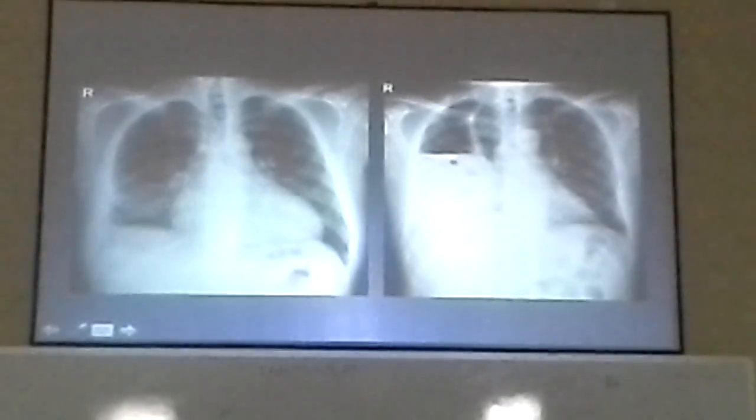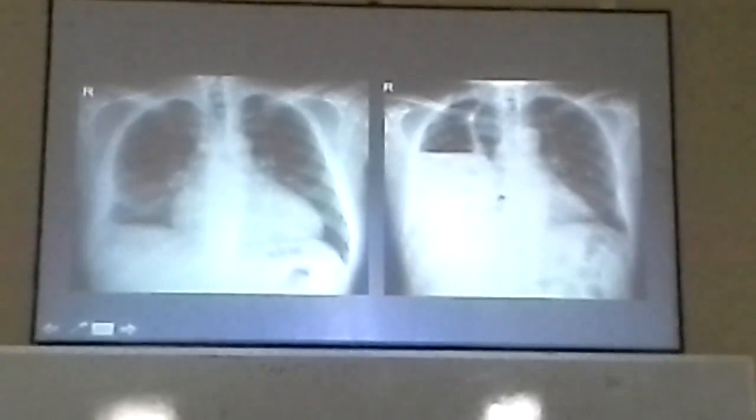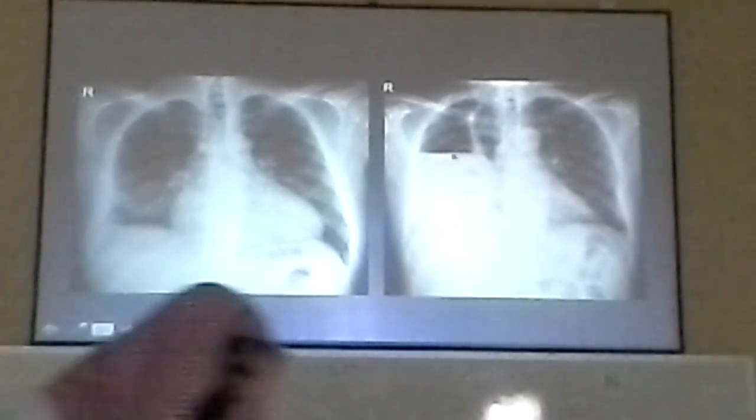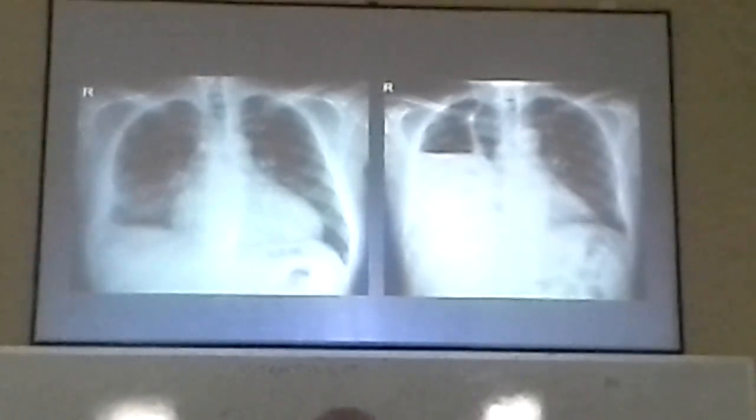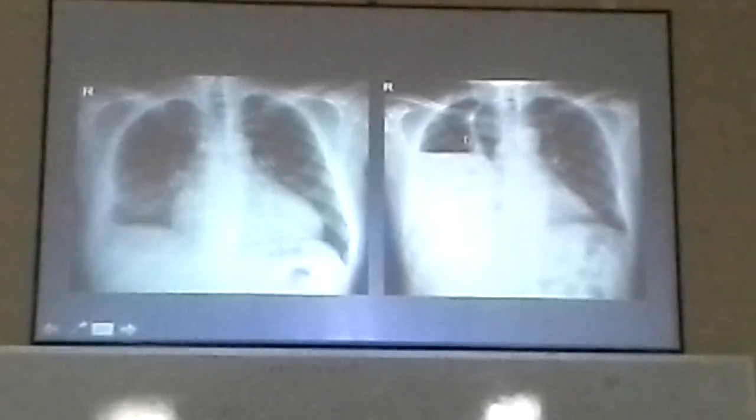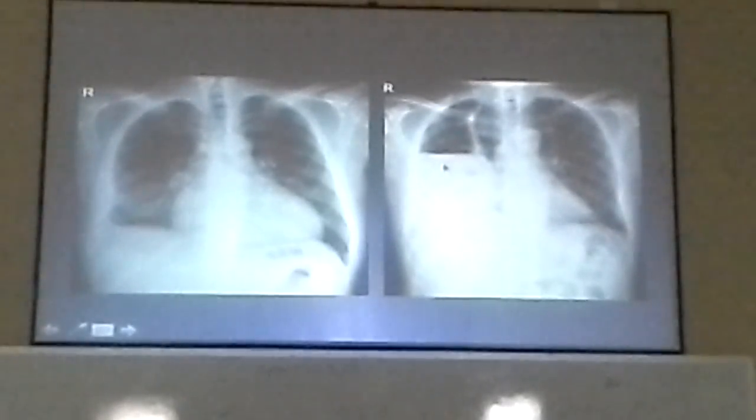So this is the typical appearance of hydropneumothorax. It means there is fluid and air inside the pleural cavity. So this is hydropneumothorax. This is pleural effusion. Fluid will appear white and air will appear black. Remember this thing. Okay. So if we see both fluid and air in the pleura, the condition is called hydropneumothorax.